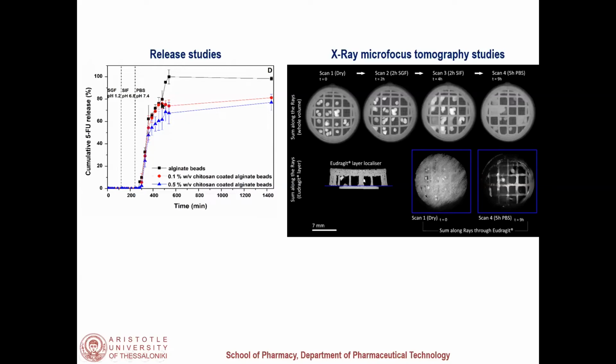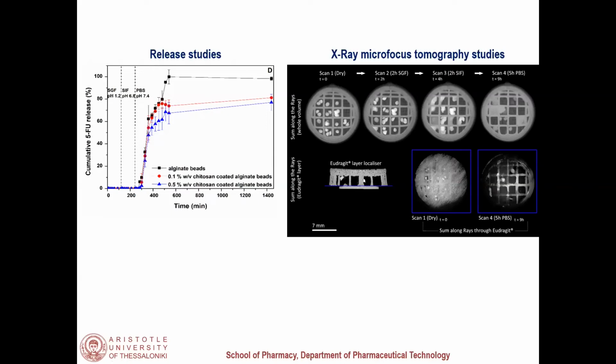Of course, in the case of the formulation that was not coated with chitosan, the release was much higher compared to the other two, and this could be attributed to the interactions between the amine groups of chitosan and the carboxyl groups of sodium alginate. So that was the reason that in the other two formulations, the diffusion of the API was slower, resulting in these two graphs.